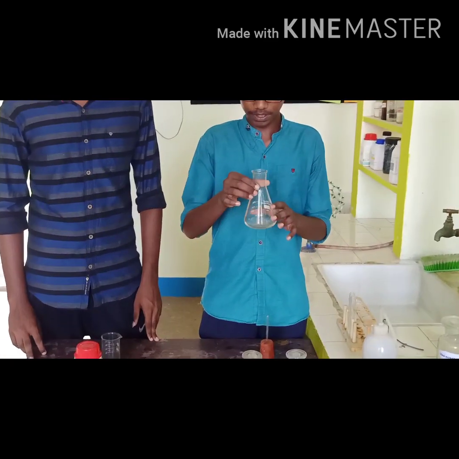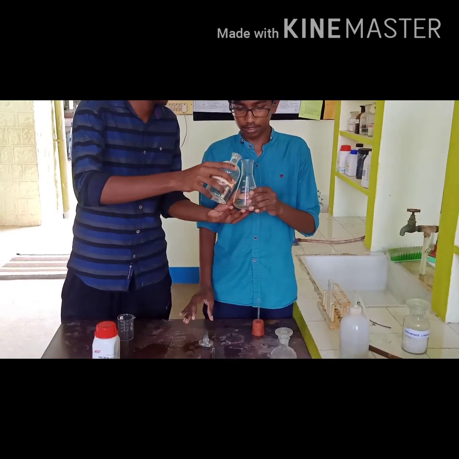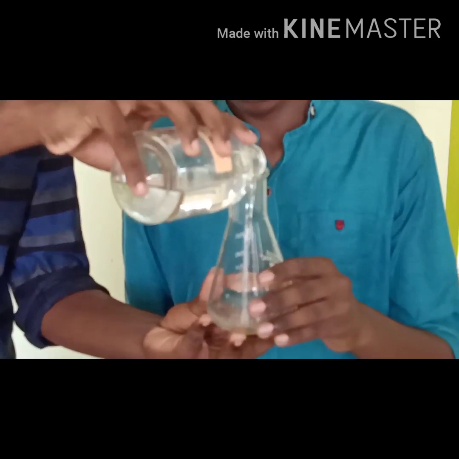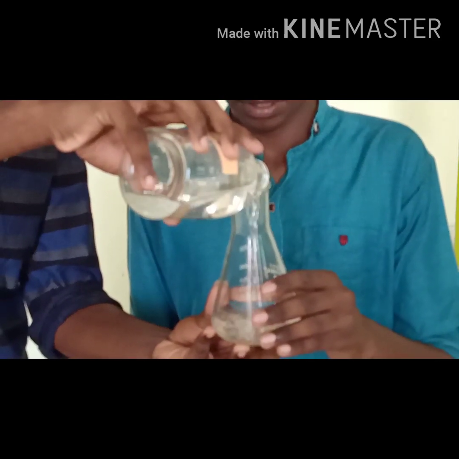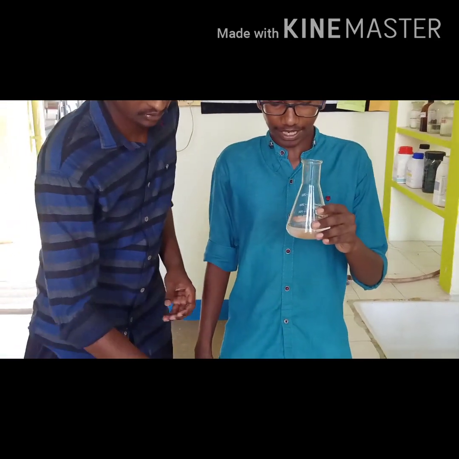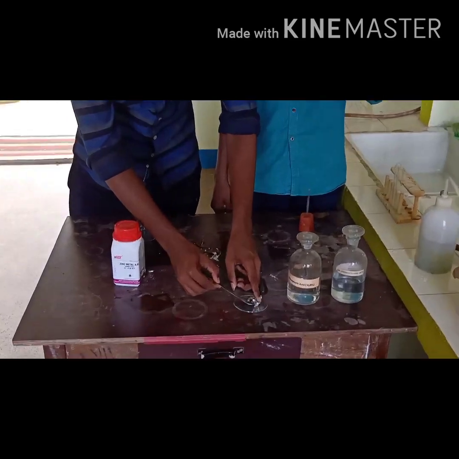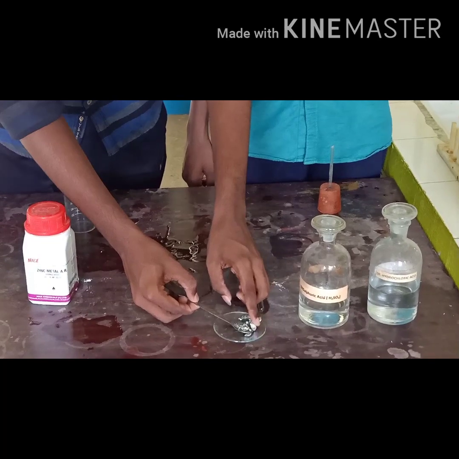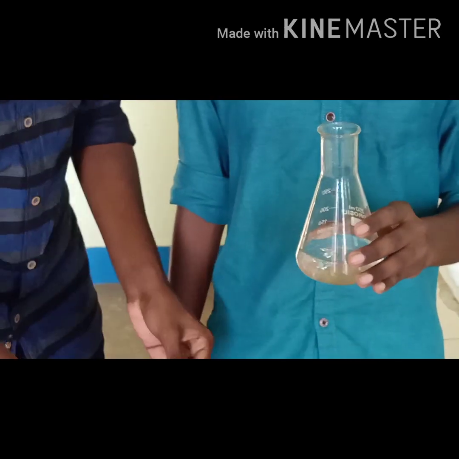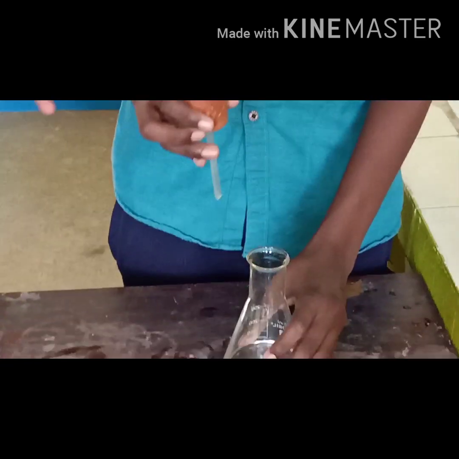First, we need to pour some amount of dilute sulfuric acid in a conical flask. And we have to add 2 to 3 pieces of zinc granules in it using a spatula. After that, we should close it with the cork.